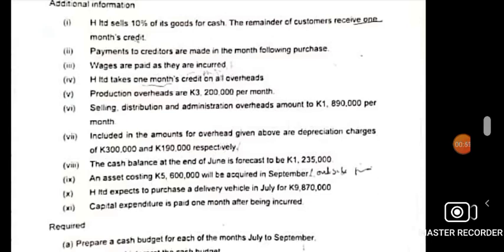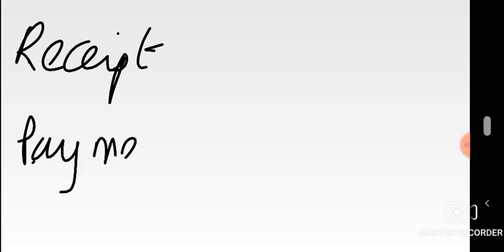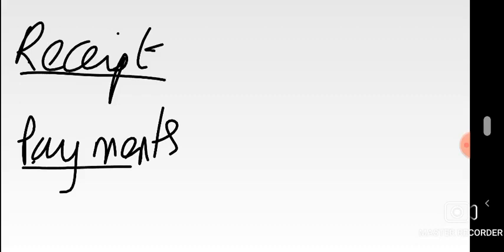So how does a cash budget look is the question one might ask first. Let me show you. A cash budget starts with receipts and payments. Usually what you do is that you handle the receipt side first, then you come and handle the payments.